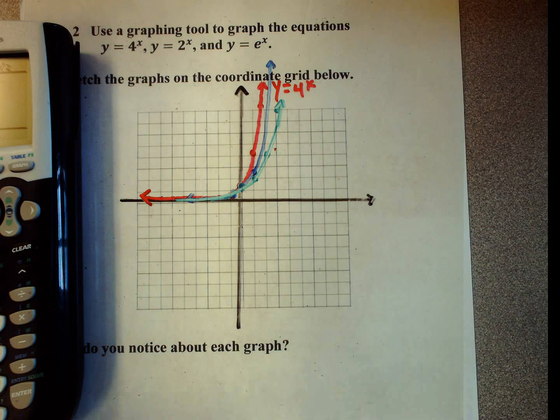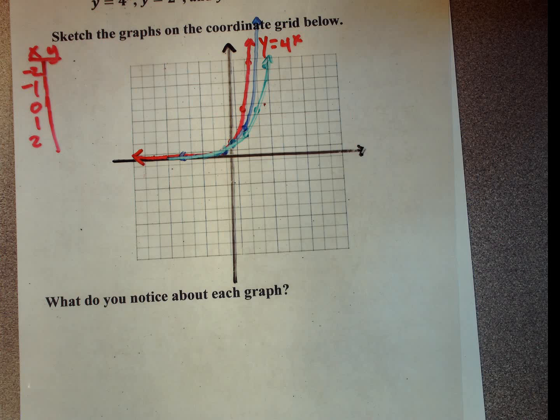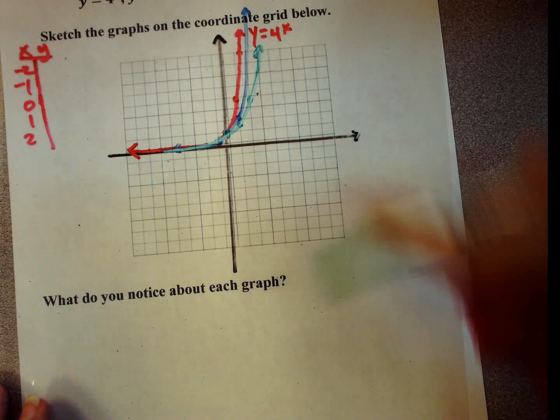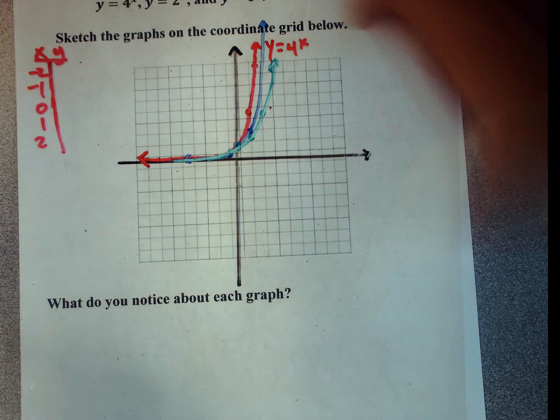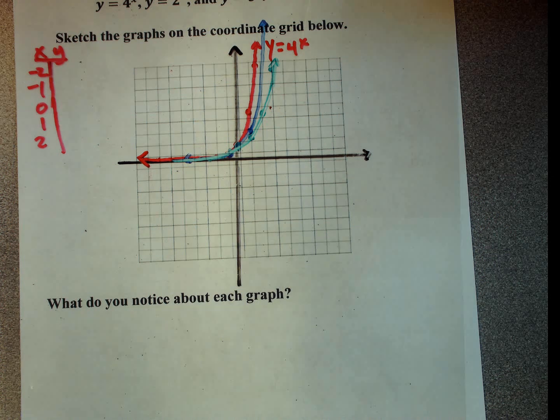And so you could make a, what do you notice about each graph? They are all exponential, and e to the x is in between the 4 and the 2, because the base number is a little bit more than 2.71. So that's what you notice about each of the graphs.